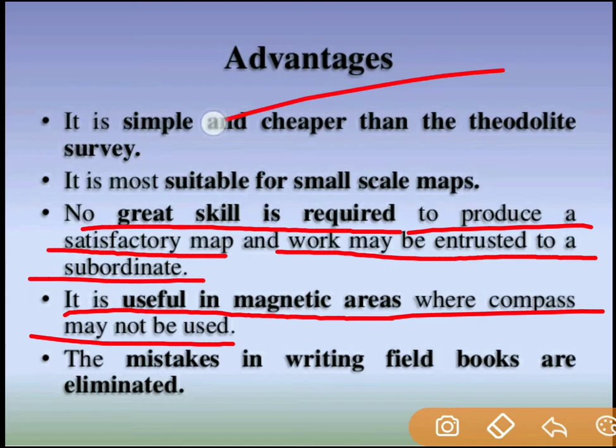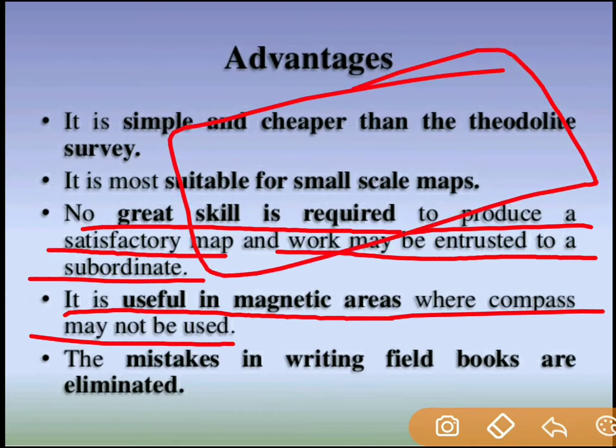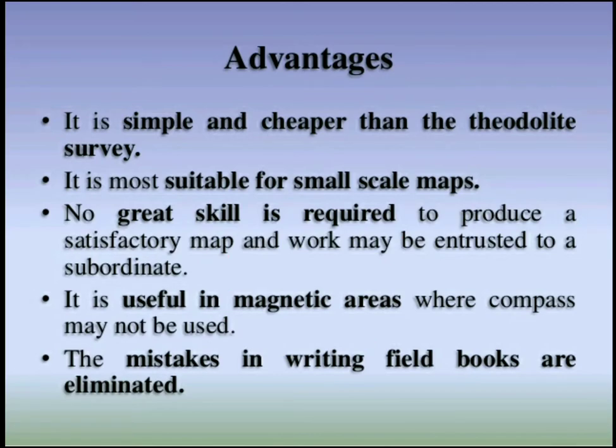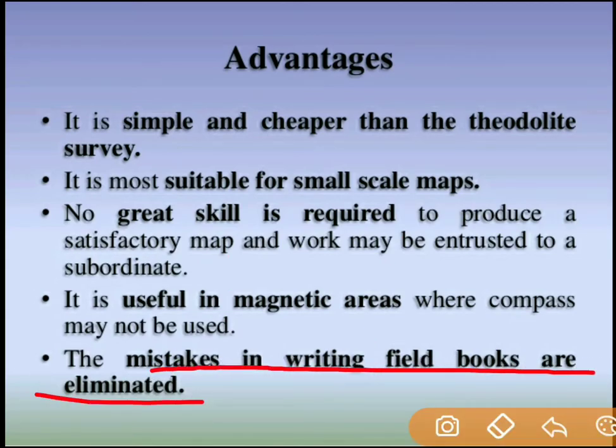For example, if you have magnetic areas and you use a compass, then what will happen? Because of the magnetic capacity of that earth or the area, we are getting wrong values, right? If we use plane table surveying, then we directly get good results, right? Next. Mistakes in writing field books are eliminated, right?